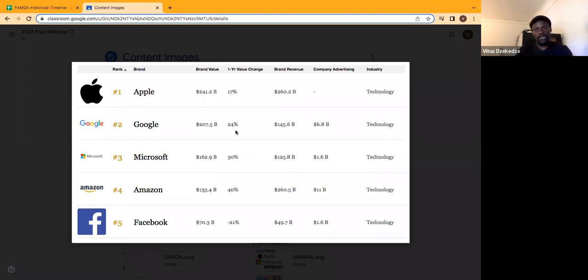Google, again, also gained 24%. And you can see the different brand value and brand revenue. Okay, Google is also traded as Alphabet. That's the name that is known in the trading stock exchange market. So Google, again, some cases you see Google, some cases you see Alphabet. Okay, just like Facebook. Facebook now is being known as Meta because of the metaverse.